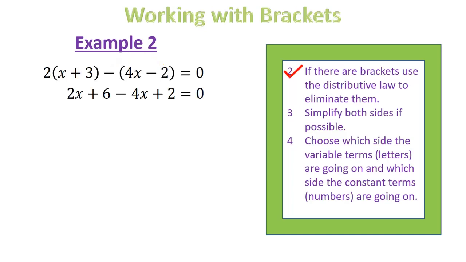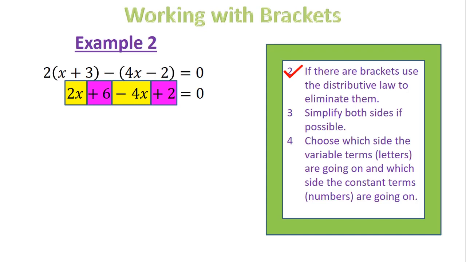Step 3 says simplify both sides if possible. So my left hand side, there's work to do. On the right hand side there's nothing to do really. Let's group our like terms. The first set is my 2x and my minus 4x. The second set is my plus 6 and my plus 2.